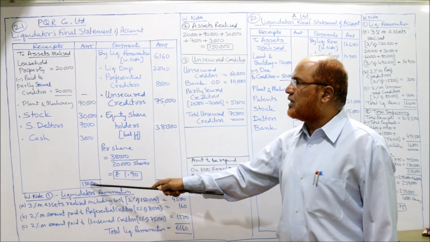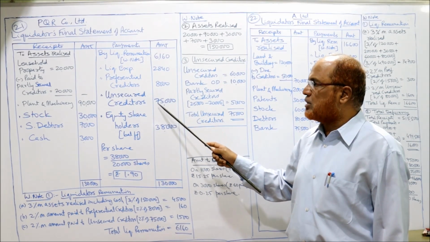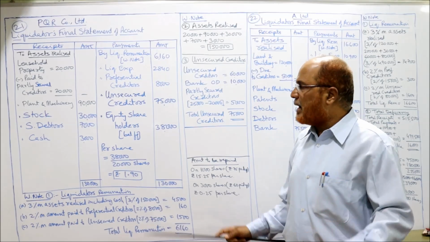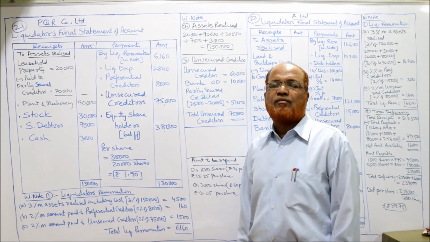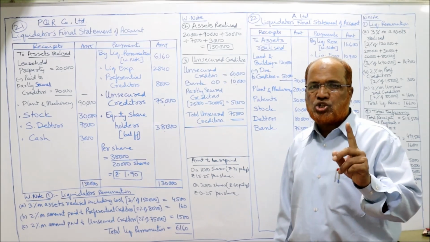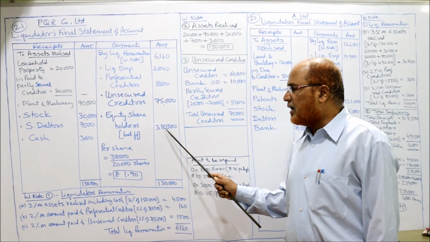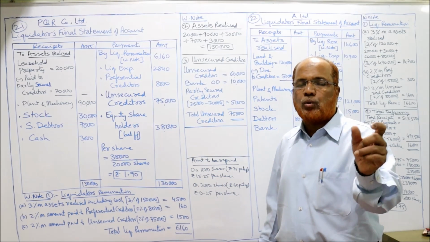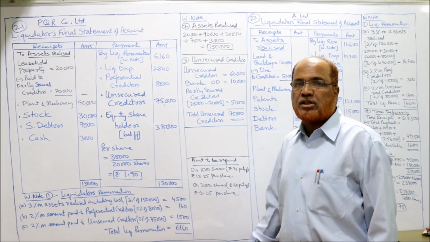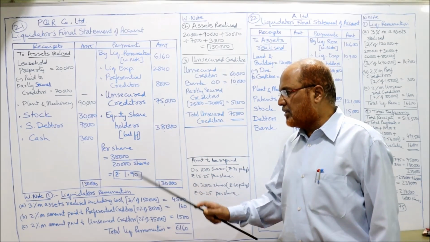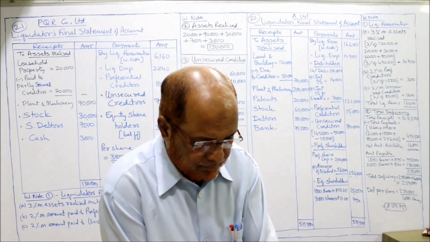So out of 1,30,000 minus 6,160 minus 2,840 minus 8,000 minus 75,000, the remaining balance is 38,000. This 38,000 should be divided by the total number of equity shares, 20,000. So each share gets 1 rupee 90 paisa. So 38,000 rupees is totally returned to equity shareholders. Each equity share gets 1.90, that is 38,000 divided by 20,000 shares. That's it. This is the end of problem number 21.